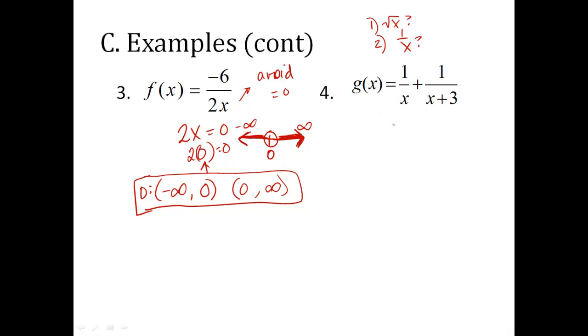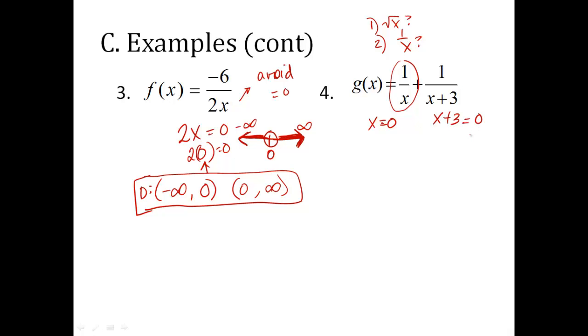All right, number 4. Same two questions. Is x under a radical? No. Is x in the denominator? Yes. In fact, it's in two different denominators, so you have to deal with two different scenarios. Okay? In the first case, what's going to make this fraction undefined? Well, if x is 0, I have 1 over 0, so it's undefined, which means I have to avoid that value for x. Over here, x plus 3.